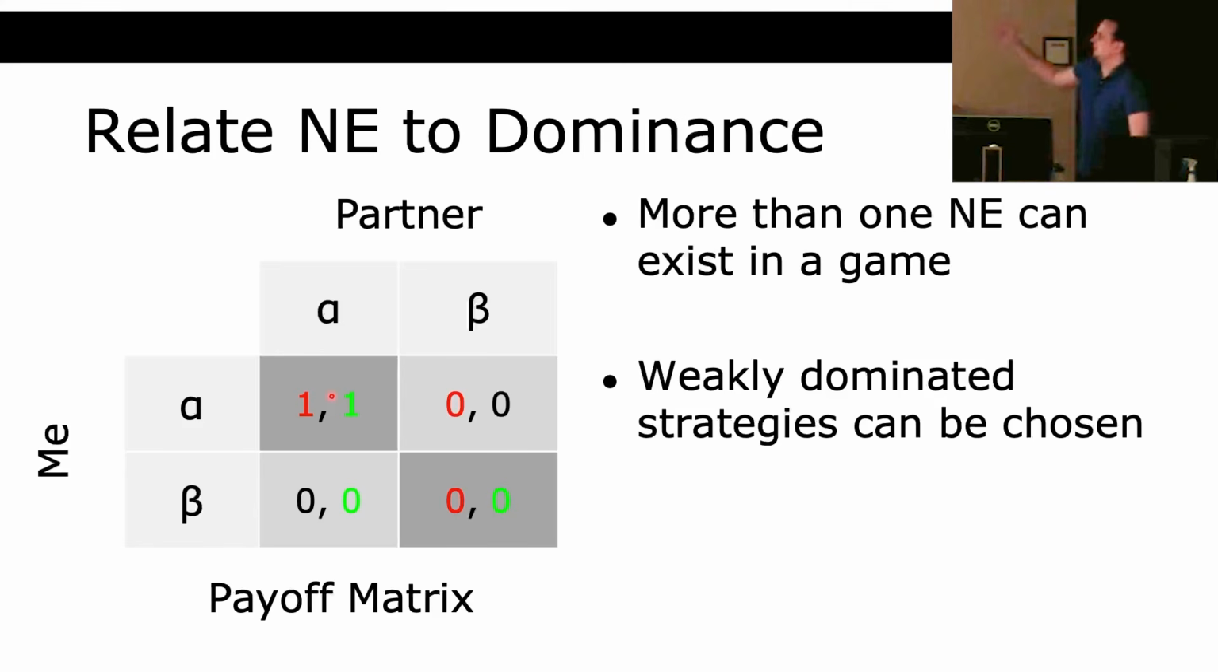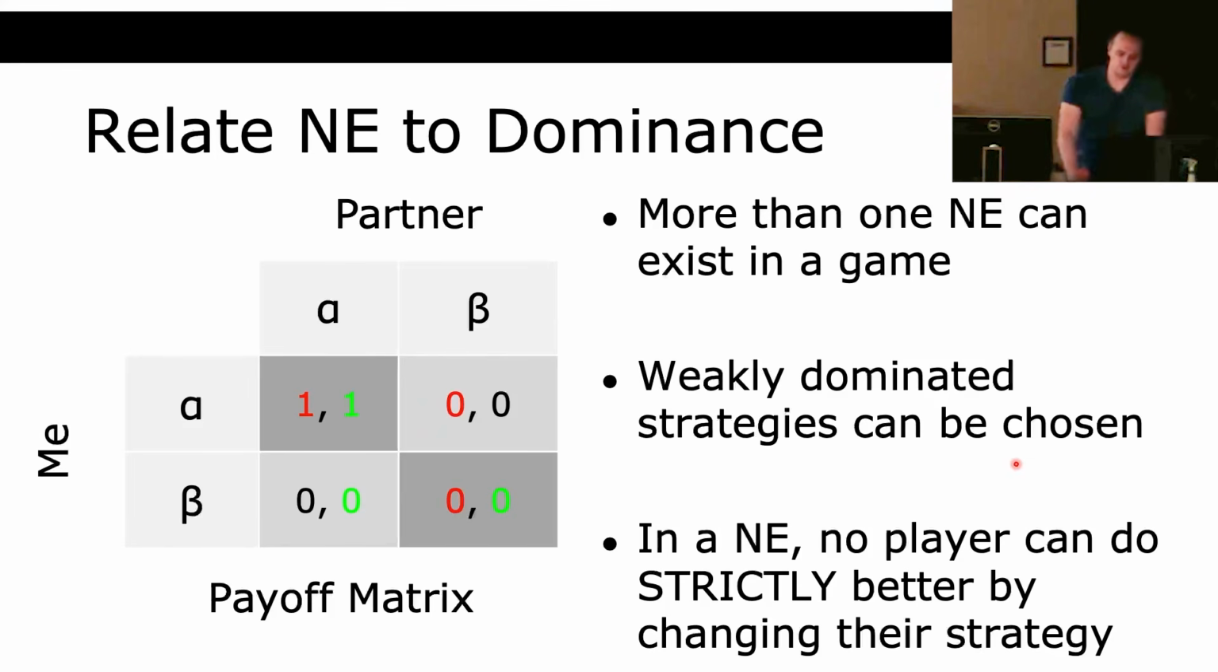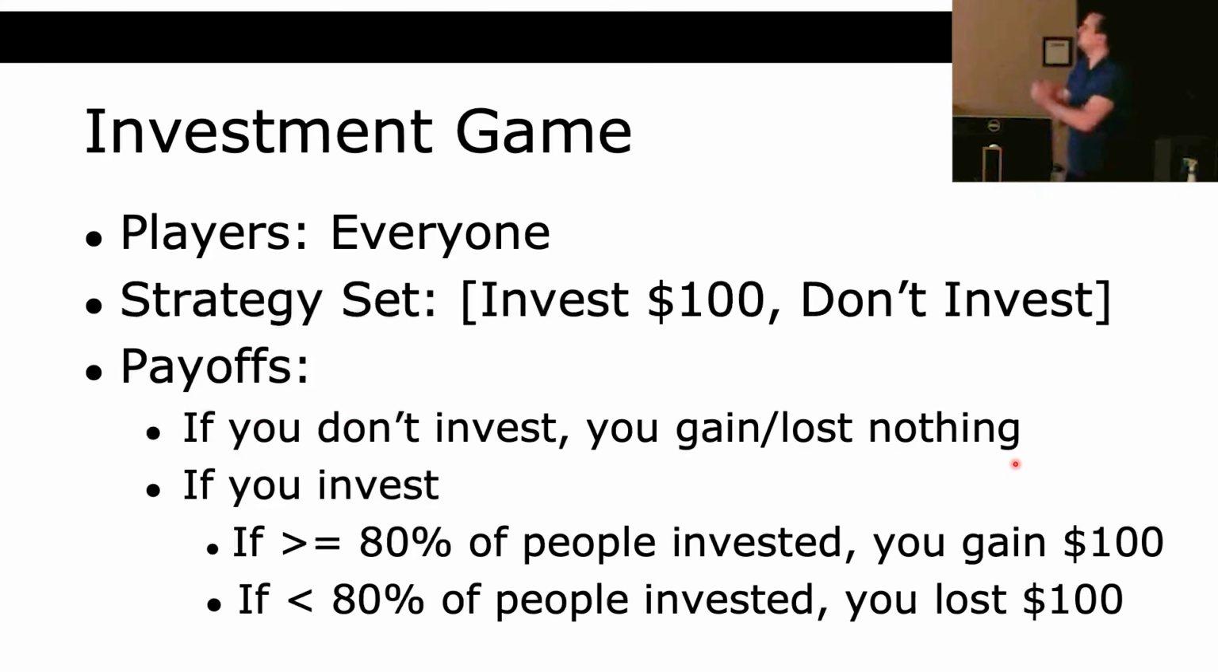But weakly dominated strategies can be chosen, okay? So that's just something to watch out for. A weakly dominated strategy, which for player 1 here would be beta, can be chosen in a Nash equilibrium. So in a Nash equilibria, no player can do strictly better by changing their strategy, okay? Let's look at another game.